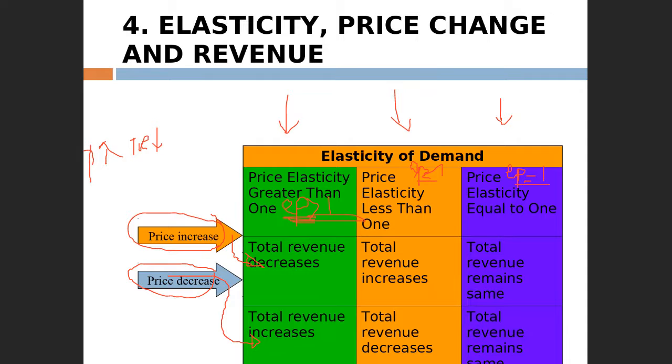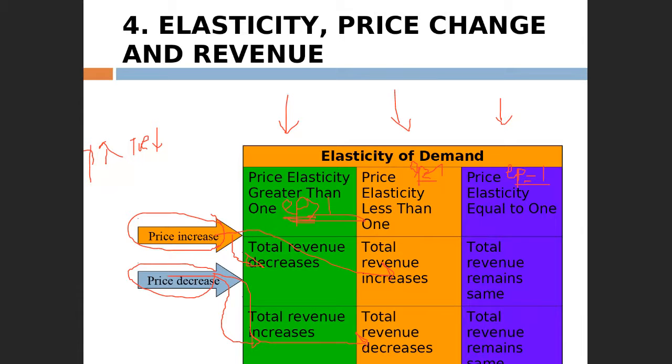But when price elasticity is less than 1, that is, demand is inelastic, this one comes to this place, this one goes to this place. The relationship between price and total revenue is direct, positive. When price goes up, total revenue will also go up, inelastic demand. When price goes down, total revenue will also go down, inelastic demand.